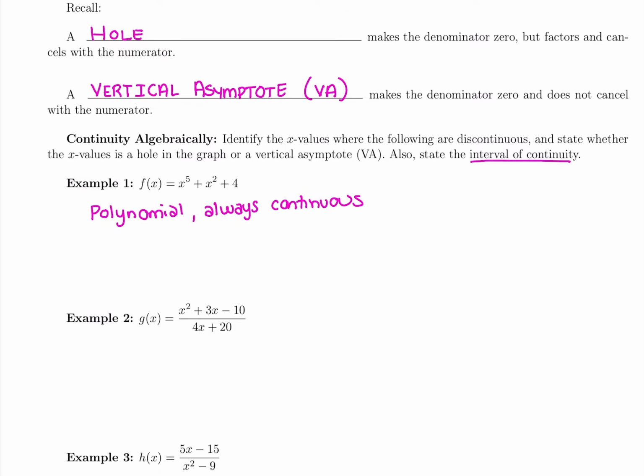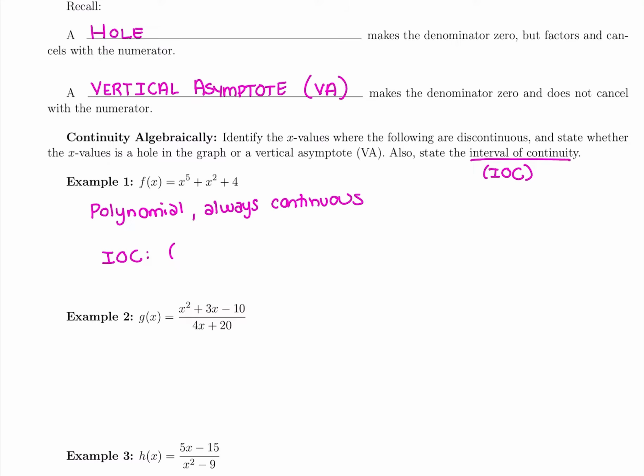So we're going to write the interval of continuity, which I'm just going to write as IOC. So this interval of continuity is every single number. So how do we write that in interval notation? That is every number from negative infinity to positive infinity, continuous everywhere. The next one's a little bit more interesting, right? We have a rational function.